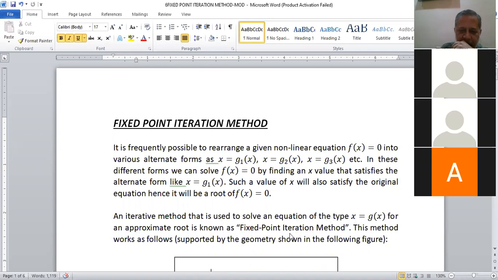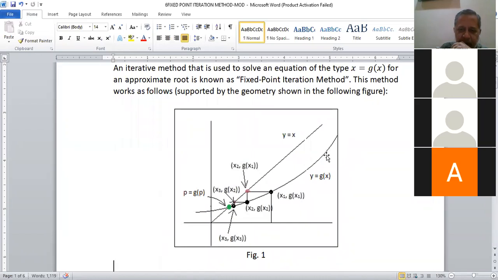The method works as follows. This curve is the graph of function y = g(x), whereas this straight line is the graph of y = x. We are trying to search for a point where y = x and y = g(x) match, which is the green point. We start with some initial approximation x1, for which the function value is g(x1).